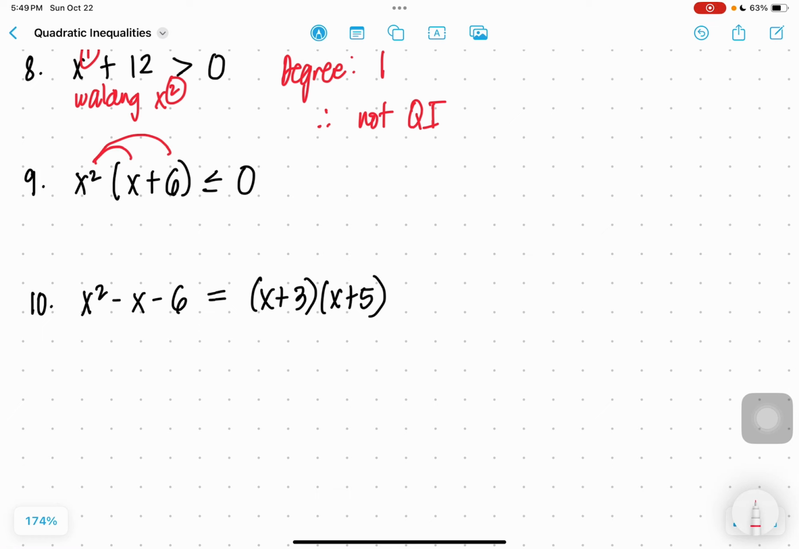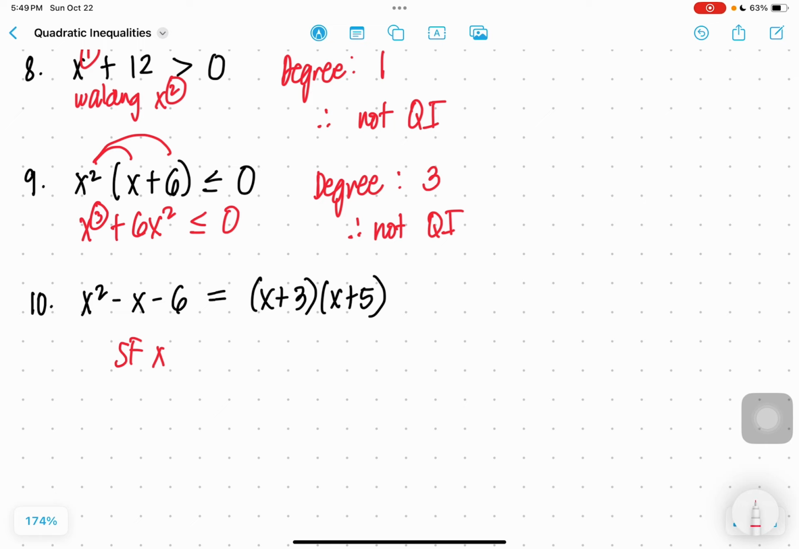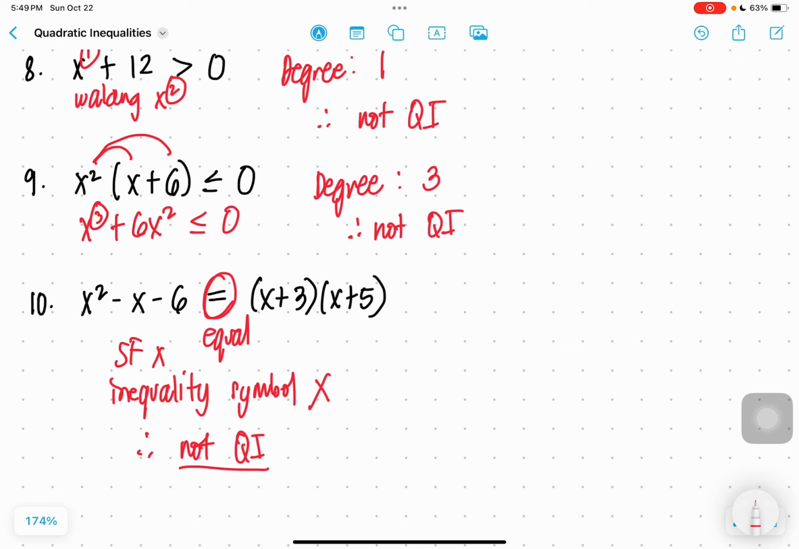Next, number 9. So, distribute lang muna natin. Magiging x cubed plus 6x squared less than or equal to 0. So, mapapansin nyo po, ang degree niya ulit, ano yung pinakamataas na exponent? 3. Therefore, not a quadratic inequality. And number 10, so hindi siya naka-standard form. Pero, kung titignan nyo po, equal lang yan. Diba po, dapat may inequality symbol tayo. Therefore, kung wala siya niyan, not a quadratic inequality.